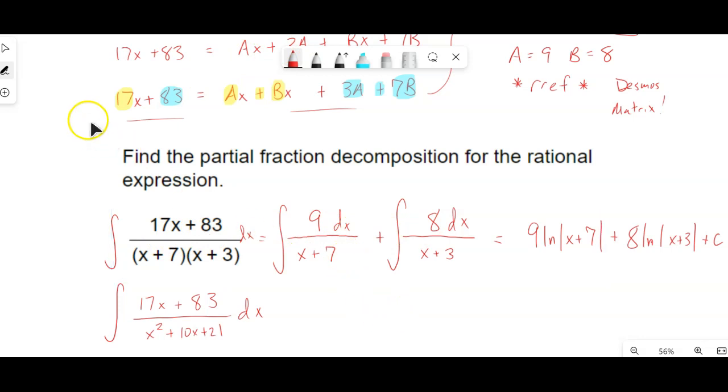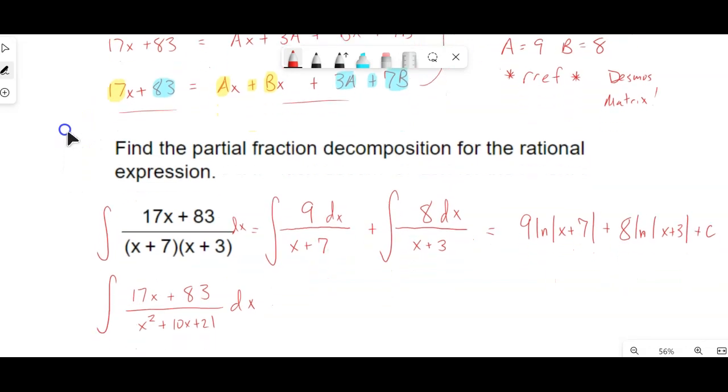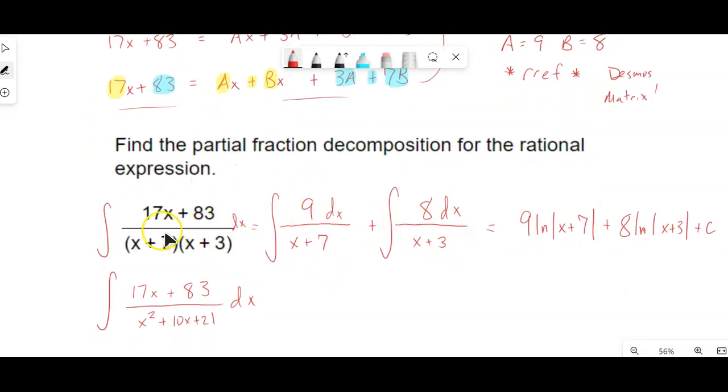So that's why we're going to use it. But these first questions are just having you find the decomposition. You're not going to actually do the integration yet on the first couple of these.